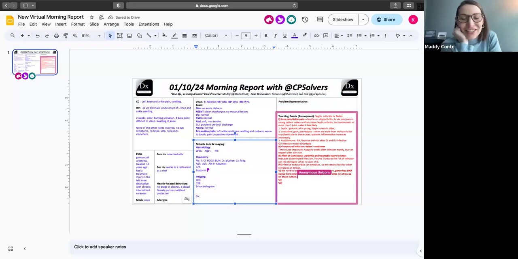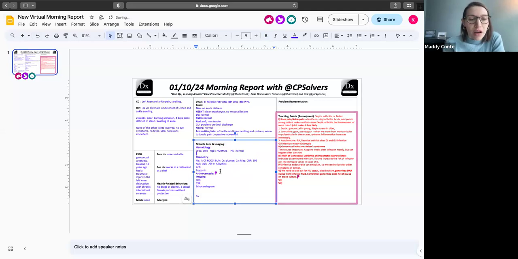All right, loving the discussion. So to jump into some labs, the CBC white count was 10.9. Hemoglobin and platelets were normal. The metabolic panel was also normal. A CRP was 106. And as you both mentioned, when arthrocentesis was performed, that showed 21,000 white blood cells that were 85% neutrophils. There were no crystals, and the gram stain and the culture were negative.